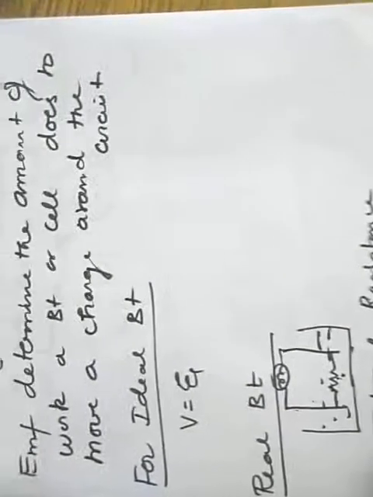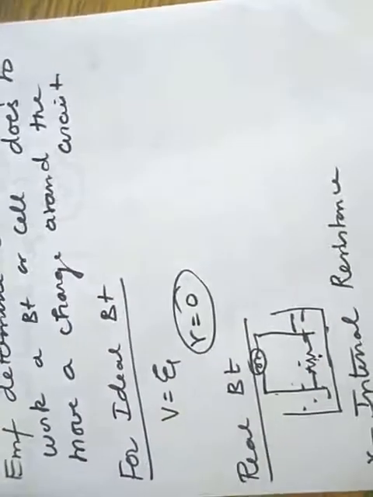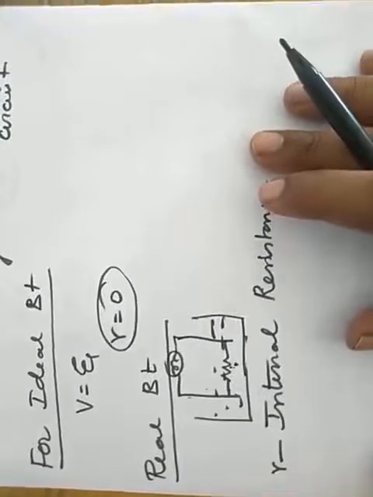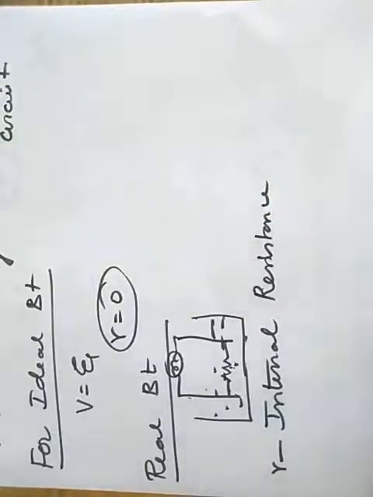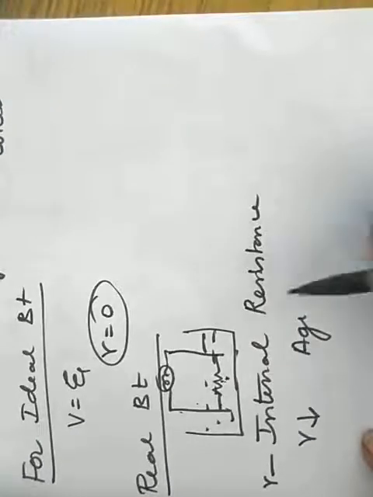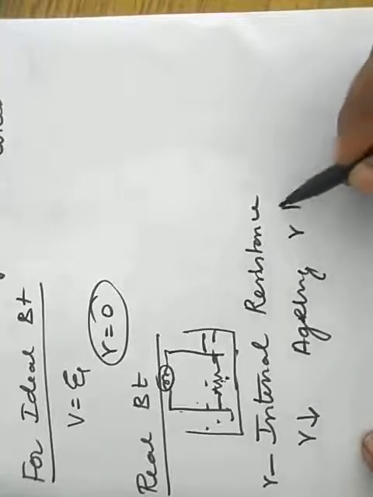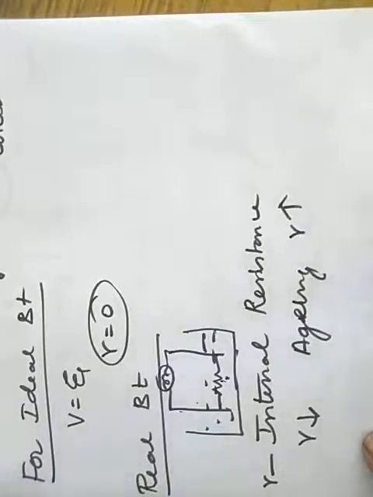For an ideal battery the internal resistance value is 0. Here it is a real battery, so there must be some internal resistance. If you buy a new battery, the internal resistance is less. On aging, the internal resistance increases.